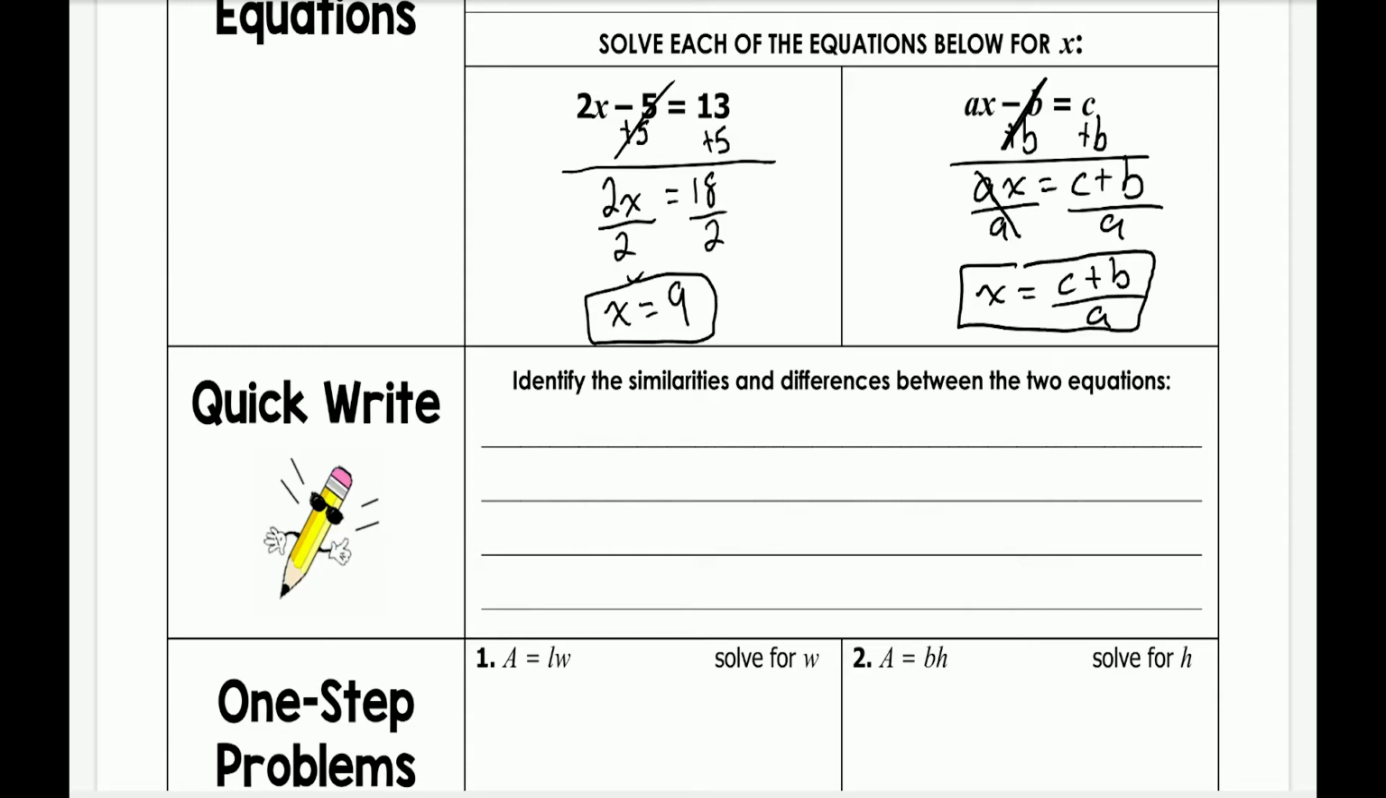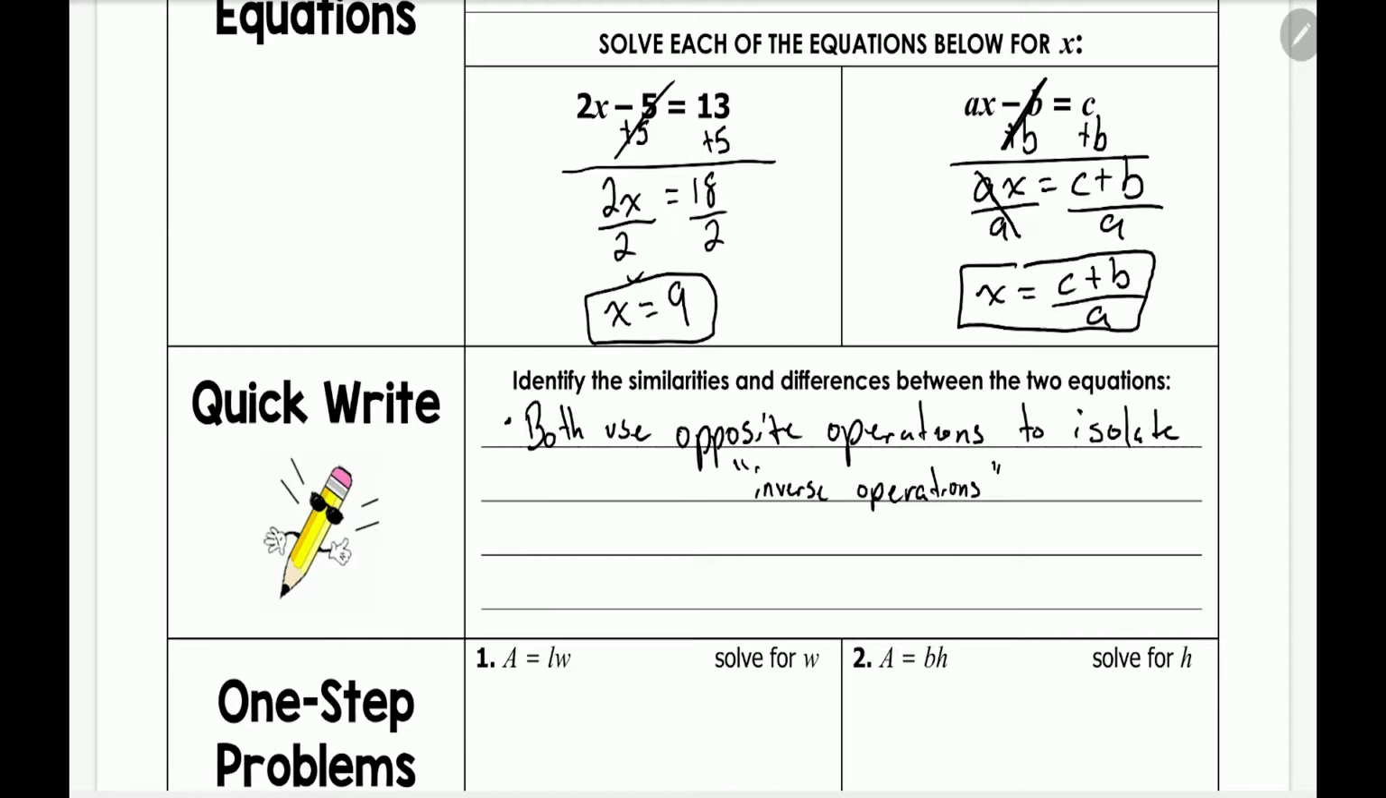Alright, so you should have thought of some. We could say that both of them use opposite operations to isolate. And maybe instead of opposite operations, you could change that to inverse operations, because that's the better mathy term.